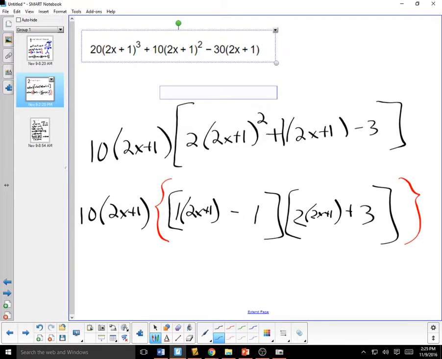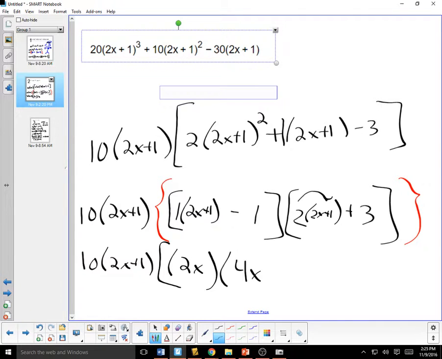But of course I want to clean it up, right? I've got to clean this up. So I've got 10 times 2x plus 1. I've got this 2x. When I combine everything, that's just going to be a 2x plus 1 anyway. So this is going to end up giving me a 2x, because what's positive 1 minus 1? 0, right? And over here, I'm going to get 2 times 2 is 4x, and then 2 times 1 is 2, plus a 3 is going to give me a 5.